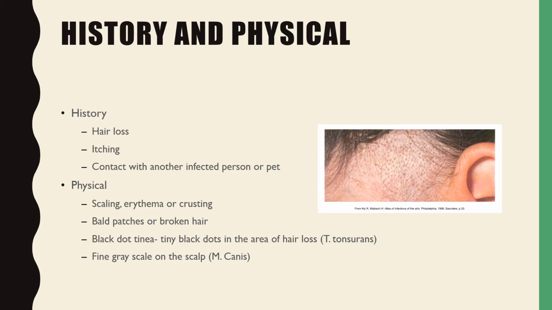That's tiny black dots in the area of the hair loss, and that is from T. tonsurans as the infecting agent. And then if they have fine gray scale on the scalp, that's from M. canis. And think about that: canis, canine, dog. So that's the infection from pets. So it can present in different ways, but really if you see patches of hair loss, that's not from something like pulling out hair or systemic body infection where you're seeing systemic illness, then it is probably a tinea capitis.